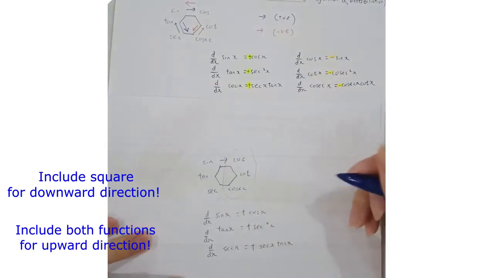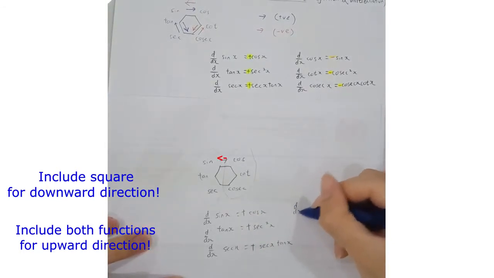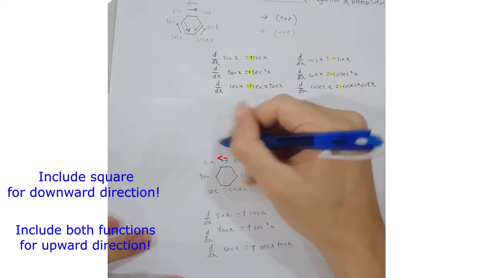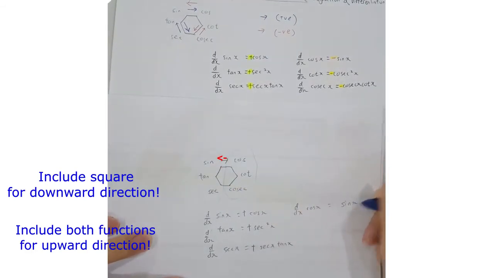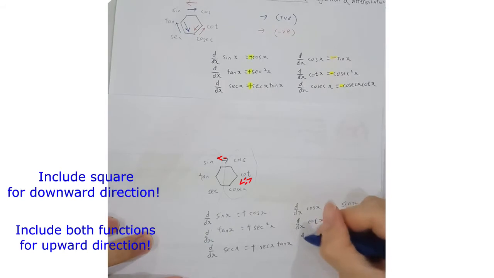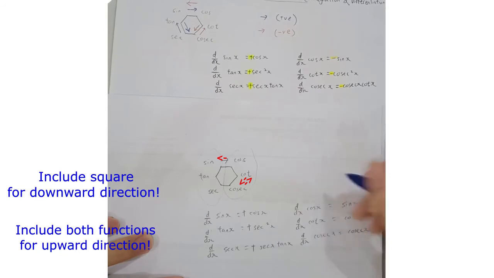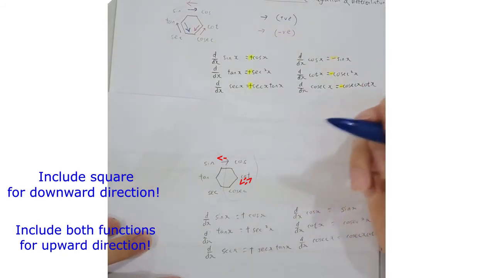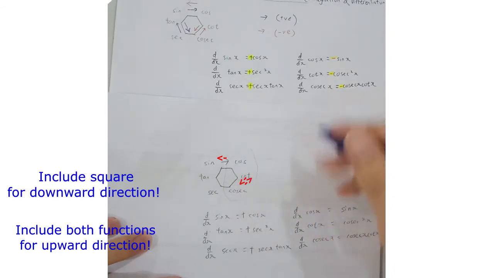For the right side, the pattern is the same. So d/dx of cos x will be sine x, and d/dx of cot x will be cosecant squared x, and for the last one, d/dx of cosecant x equals cosecant x cotangent x. Now, because we are differentiating the right side of the hexagon, we assign it a negative sign.